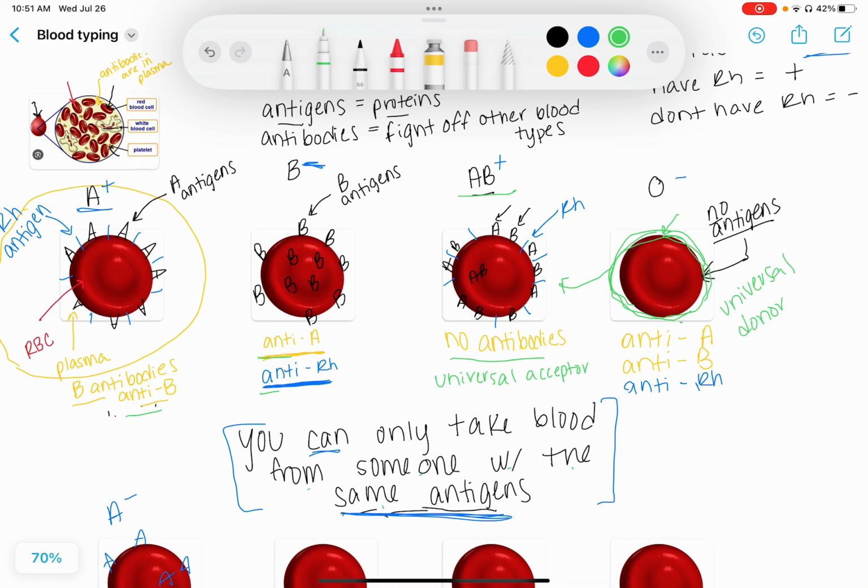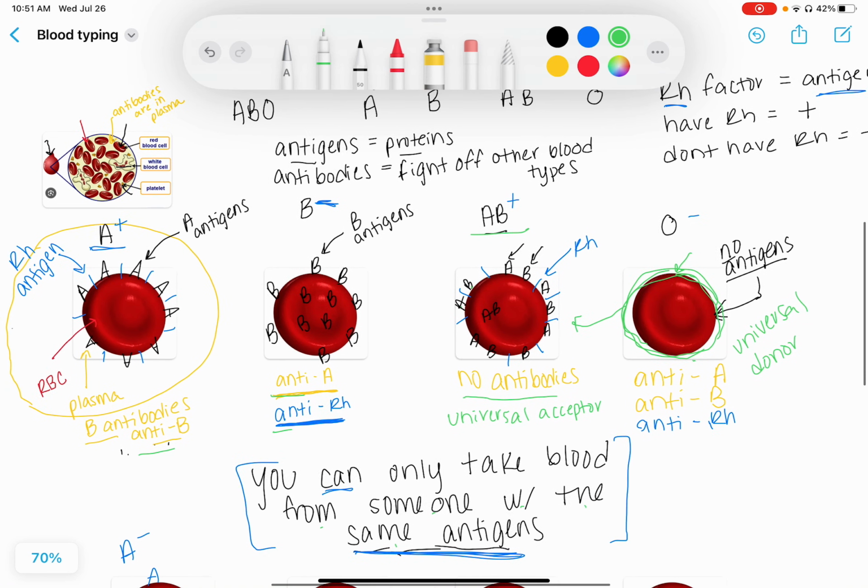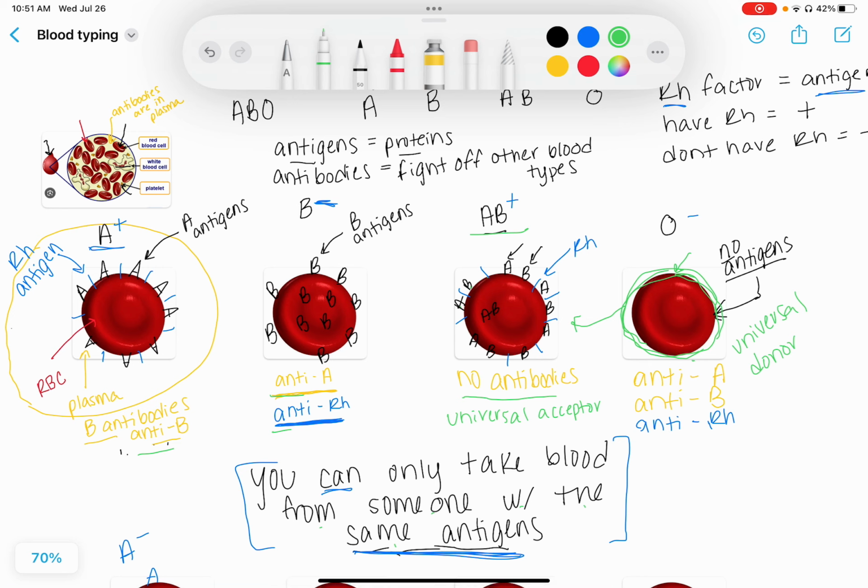No immune response. So they can give blood to everybody because nobody is going to fight it off because they have no antigens. AB positive is the universal acceptor because they have all of the antigens. They have no antibodies, so no immune response. It can take anybody's blood, the universal acceptor.